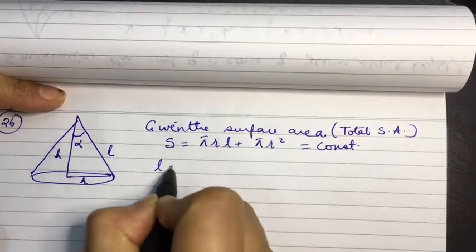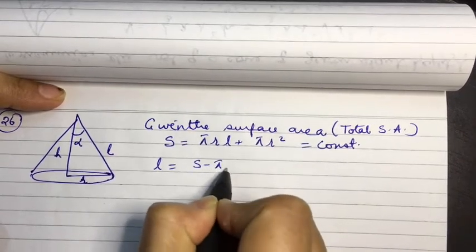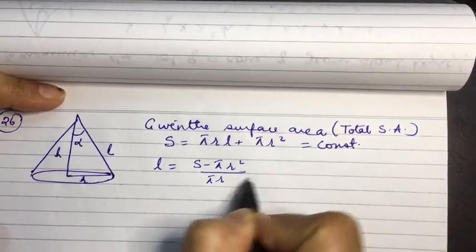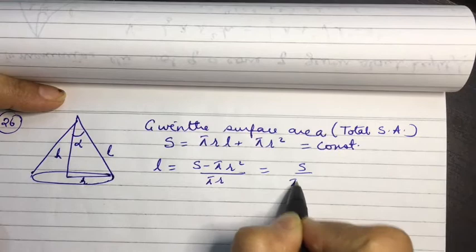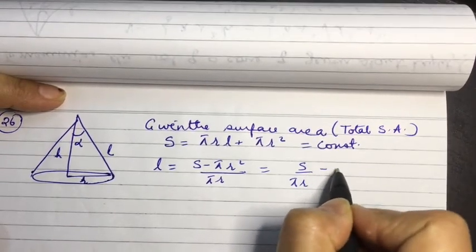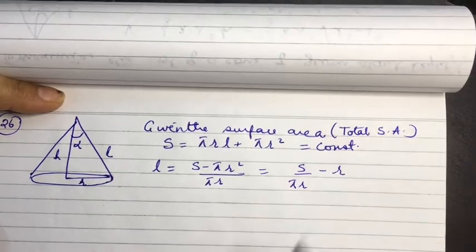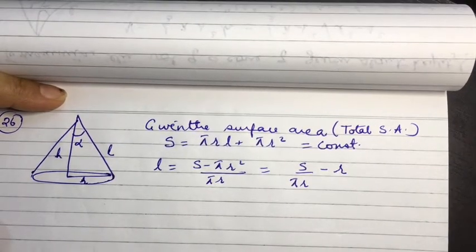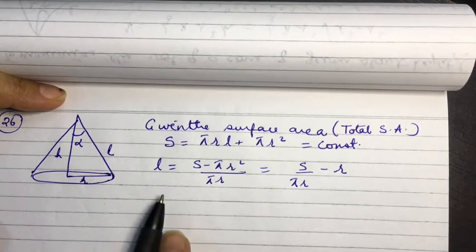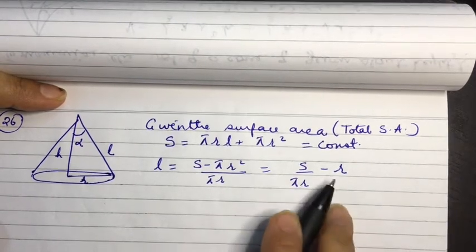So let's solve for L. It will be s minus pi r square over pi r, which gives s upon pi r minus pi r square over pi r, which is r. And so we get the value of L as s upon pi r minus r.